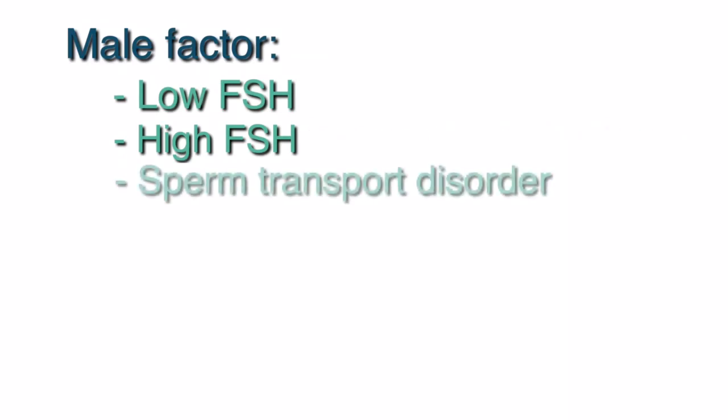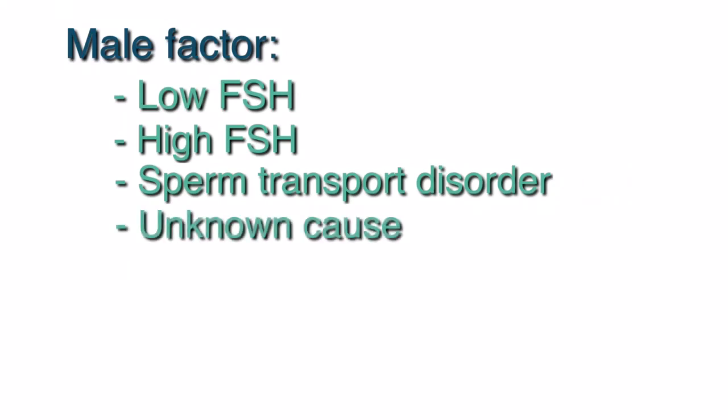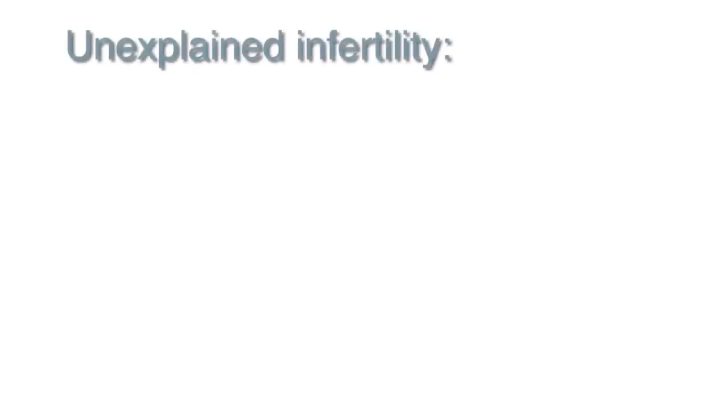The next category are disorders of sperm transport. An example of this would be a patient with cystic fibrosis where they have a congenital absence of the vas deferens. The last category of infertility related to the man is essentially due to unknown causes. When the workup comes back normal, we are left with a diagnosis of unexplained infertility.